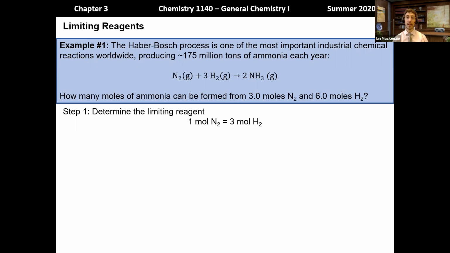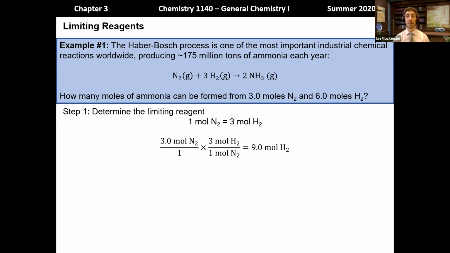Then I will take the given amount of one of those starting materials and figure out, using the molar equivalency I just showed, how much of the other starting material would be required to react with all of the first material. And when I've done that, I will compare whether the amount that I calculated is more or less than the amount that I actually have of the other starting material.